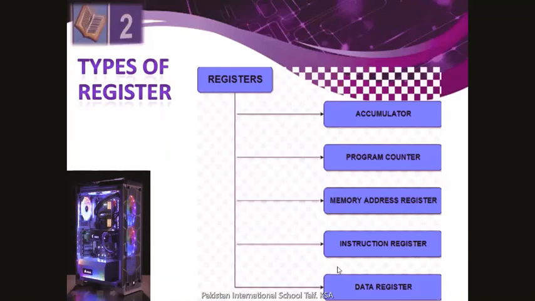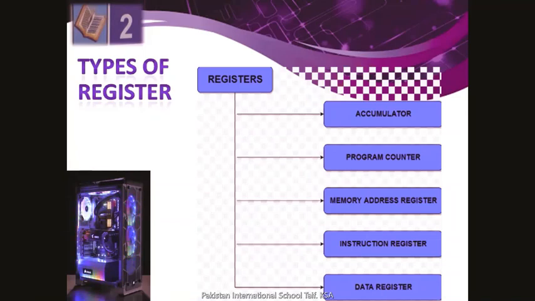Types of registers. So dear students, the last topic is registers and the types of registers. We can classify registers into further types: accumulator register, program counter, memory address register, instruction register, and data register. As we discussed, registers are used to quickly accept, store, and transfer data and instructions that are being used by the CPU. So we have different types of registers which we can use for different purposes.